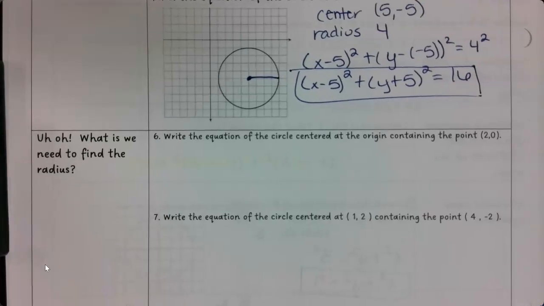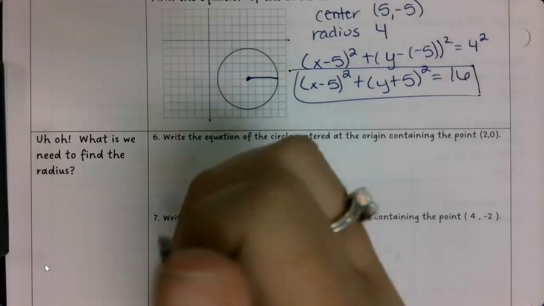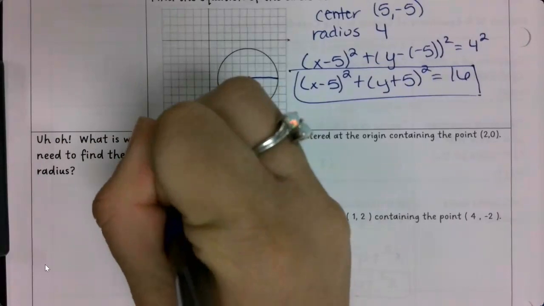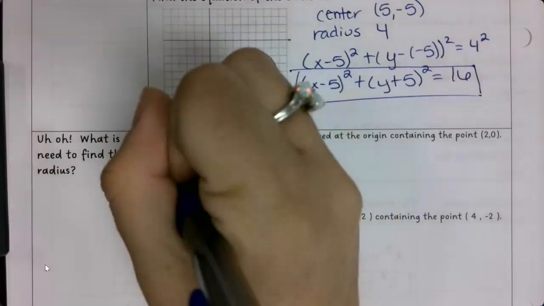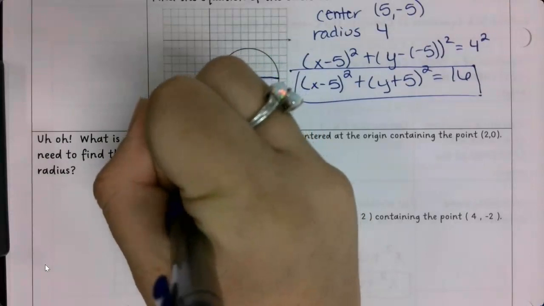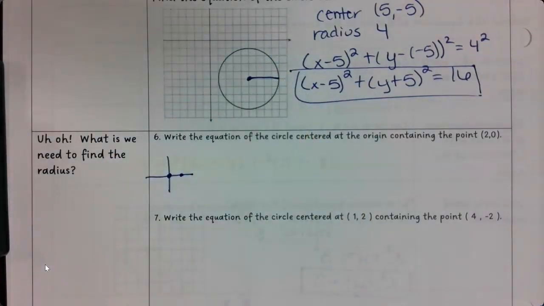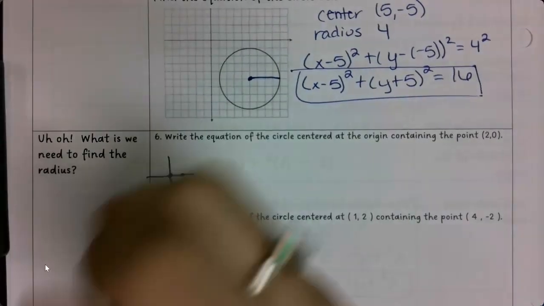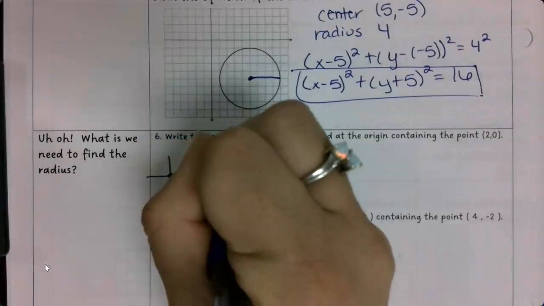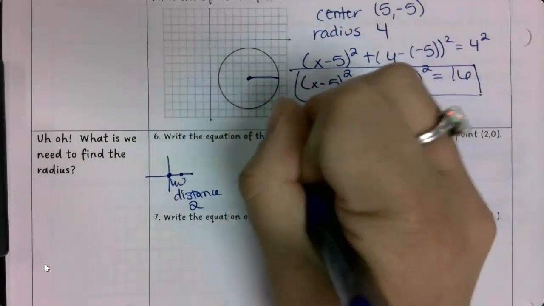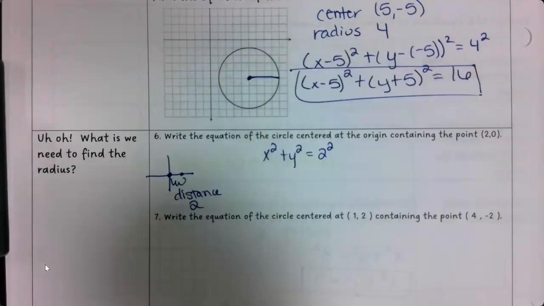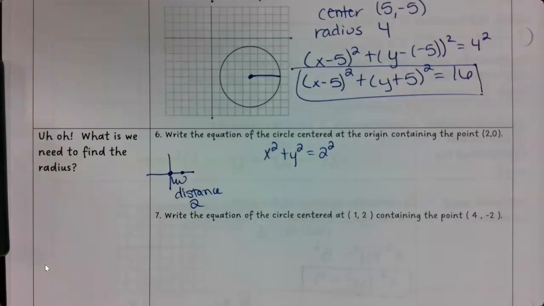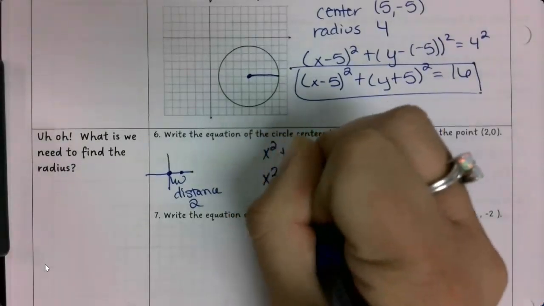Number 6 wants me to write the equation of the circle centered at the origin containing the point (2, 0). So, I'm going to draw this picture. I'm centered at the origin, and if I'm going through the point (2, 0), I'm going to the right 2. So what is my distance from there to there? 2. So I'm going to have x squared plus y squared equals 2 squared. Which just gives me x squared plus y squared equals 4.